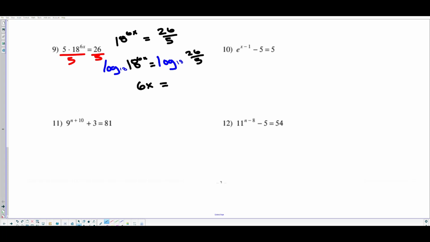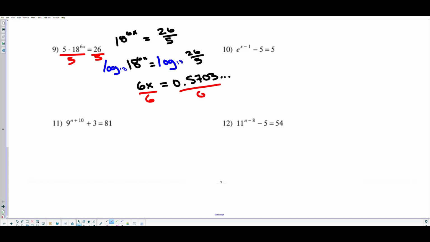Alright, so I'm going to type in 26 over 5. So log of 26 over 5, that's my argument, divided by log of 18. Just like that. We're going to get 0.5703. Okay? So this is going to end up being 0.5703. And if you have, there's definitely more numbers. You can write more. But we're not quite done.